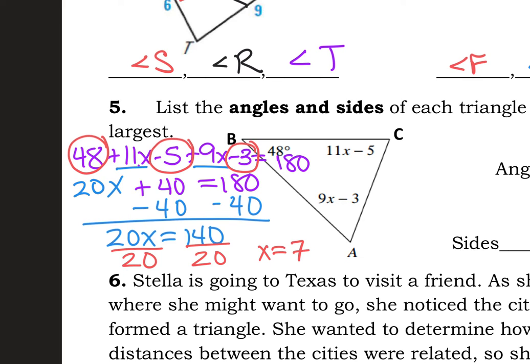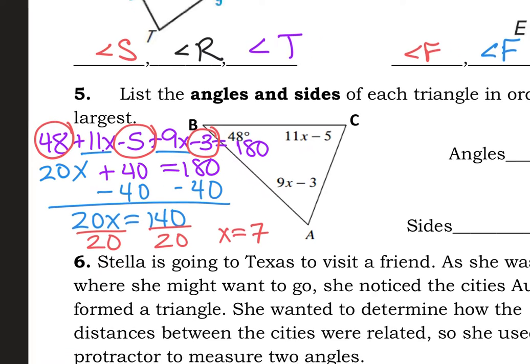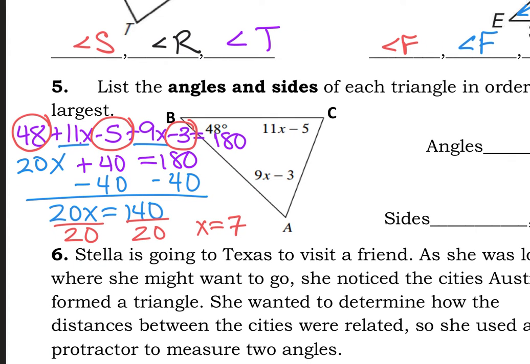All right. Now, I didn't ask for x, right? What was the purpose of finding the x? To plug it in. So let's go ahead and plug them in. Let's take 11. Let's plug in the 7. So what's 11 times 7? 77. What's 77 take away 5? This is 72 degrees. That's angle C. All right, let's do the same thing with angle A. So what's 9 times 7? 63. Good. Take away 3. This gives us 60.